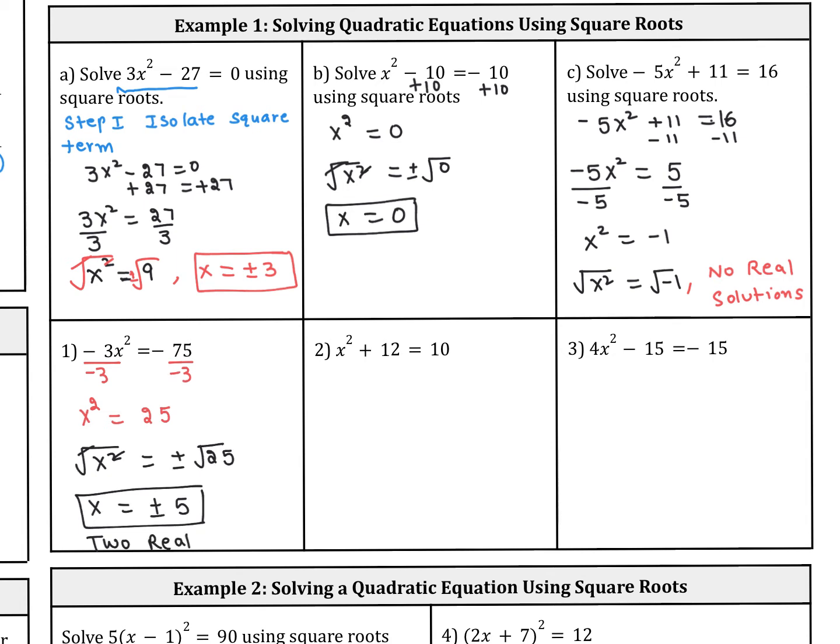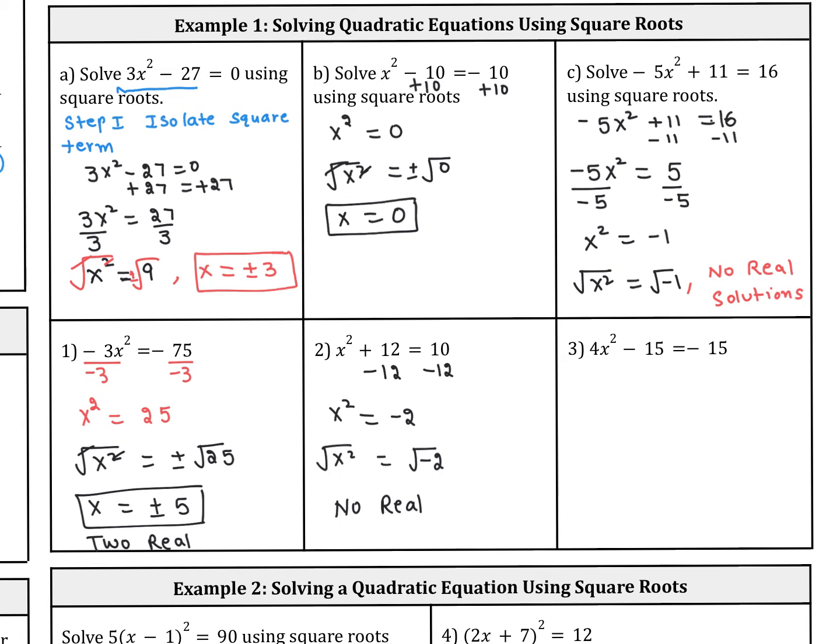Next I'm going to subtract 12 on both sides. x squared is negative 2. And when we take square root on both sides, I get a negative number inside the radical. So this means there is no real solution.